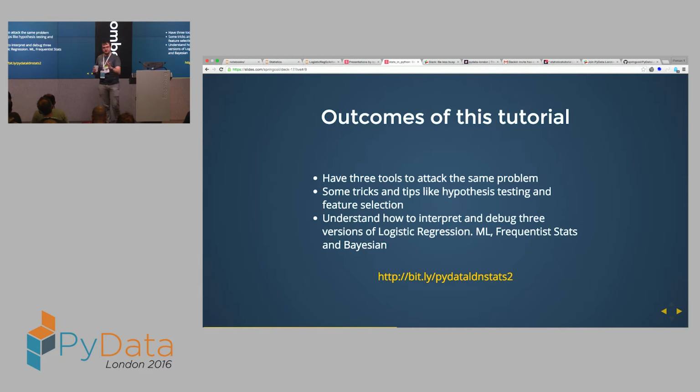We're going to have some tips and tricks like hypothesis testing and feature selection, but not too much about this. And we're going to talk a little bit about how to interpret and debug three versions of logistic regression: the machine learning way, in the scikit-learn paradigm; the frequentist statistics way, which you may know from school; and the Bayesian way, which you probably don't know from school unless you went to a very particular university. It's often not taught. For those of you looking for the link, I set up a bit.ly link with PyData stats on it.